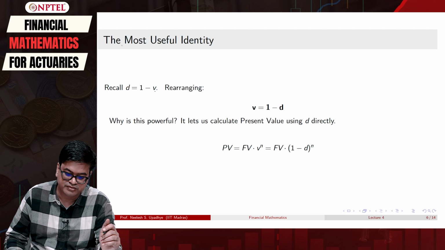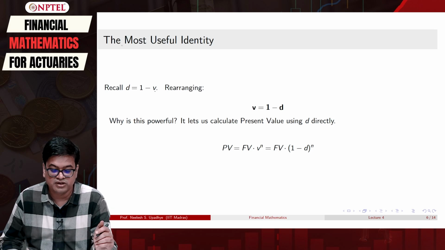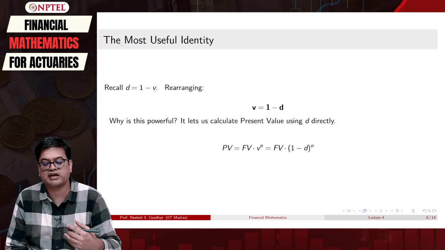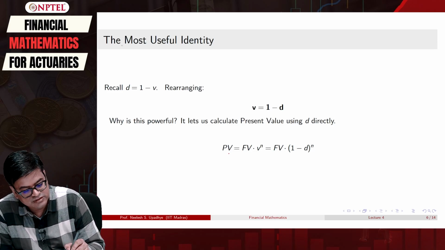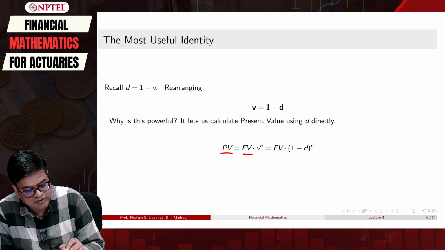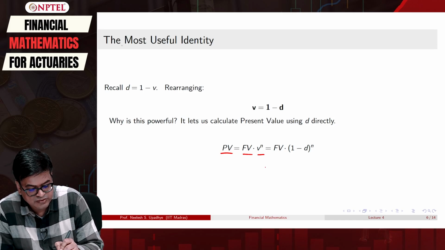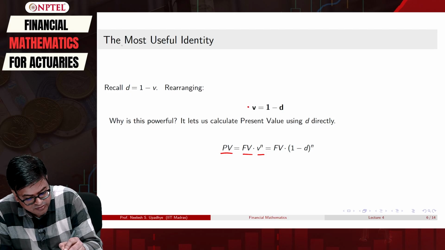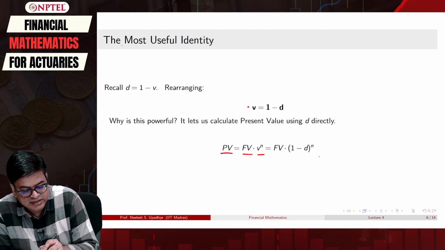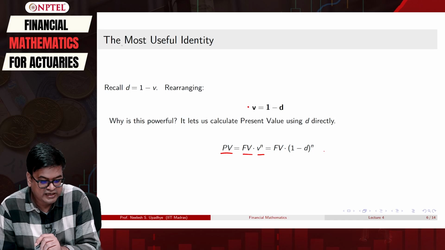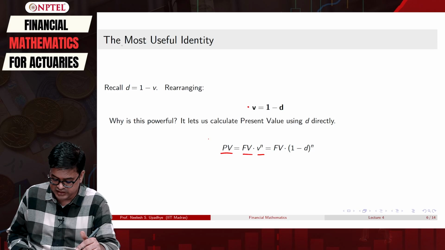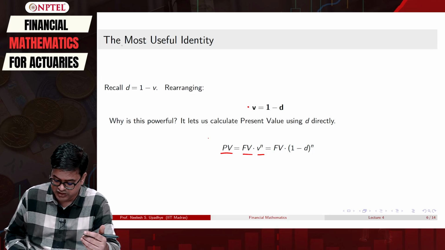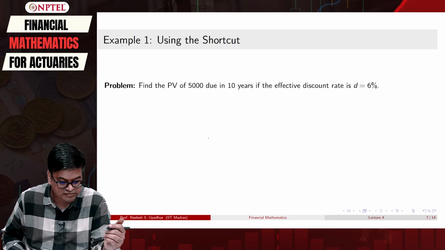And we already know that this identity is powerful because it will help me to calculate the present value, right? So the present value is actually future value into V raised to n. So the future value, if I use this particular formula for V, is 1 minus D raised to n. And now we will actually see how, given D, you can calculate the present value, or given V, how you can use the discount factors.